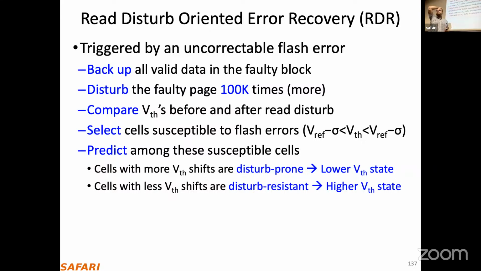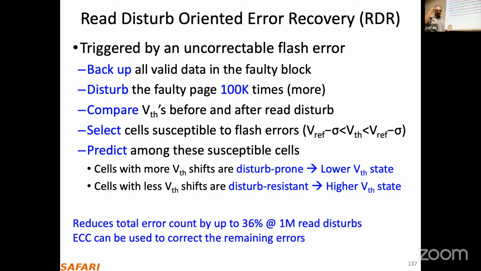Is it clear? Okay. So this reduces total error count by up to 36% at 1 million read disturbs. And ECC can be used to correct the remaining errors. So we kind of manually fix some of the errors using this analysis, this observation, and then for the rest of the errors, ECC will hopefully fix them. And you can use your device if you still trust it. But the good thing is that at least you have your data back.